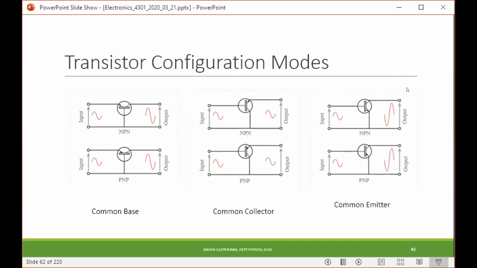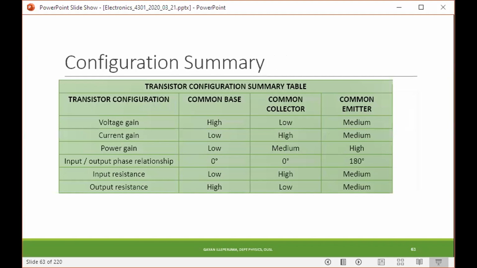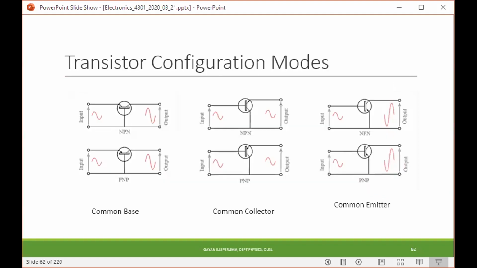Based on that, we have 3 configurations known as common collector, common base, and common emitter. You can repeat the same thing for PNP, but the names are the same, right? In that last one, why does the signal have a phase change? Yes, very good. I'll come to this one. Based on the way you connect the transistor, the behavior changes.